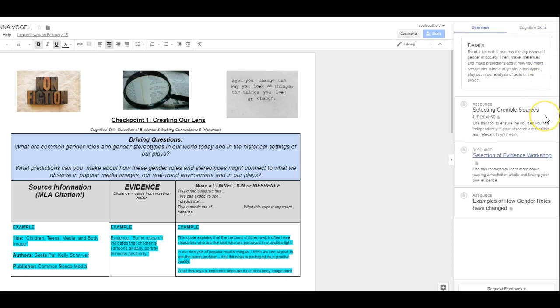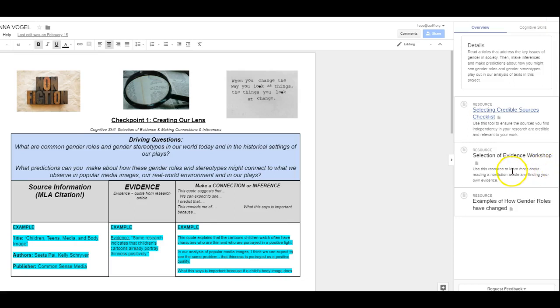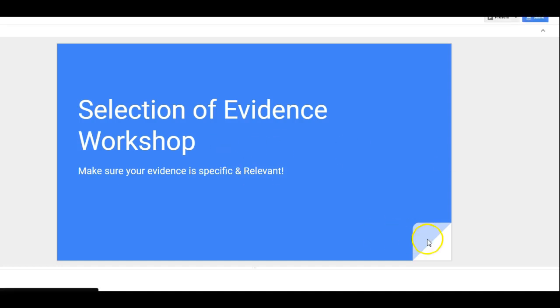If you go over here to the right-hand side, you're going to see several resources. One is a checklist. We'll look at that really quick. But to find resources, you're going to have to go out to Google and find credible resources, making sure that you look at their URL. Are they really a scholarly journal? Websites that end in .gov, .edu, sometimes .org. Okay, those are some credible sources. Over on the side, there's also a workshop. Anytime you see workshop, it generally means a slideshow.